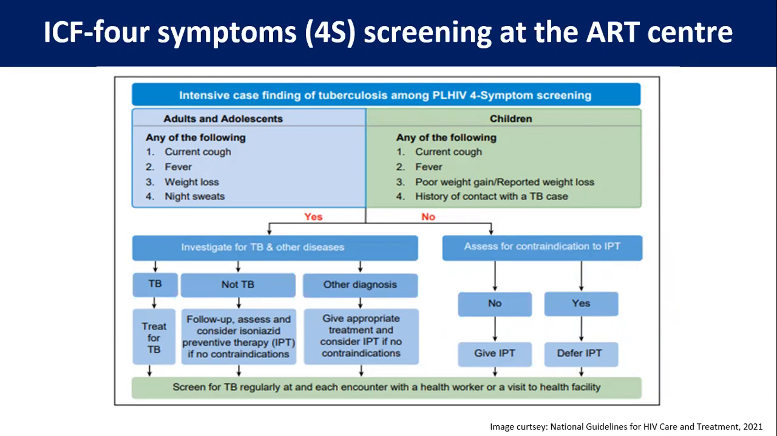Now, if any such symptom is positive in any CL-HIV or adult PL-HIV, then we send them for testing for tuberculosis. If TB is found, we need to treat the patient. If TB is not found, then we can start IPT if there is no contraindication. And if no TB is found, but there are signs and symptoms of other diseases which are causing the current symptoms, say for example pneumonia, then we treat that entity and thereafter we also start IPT.